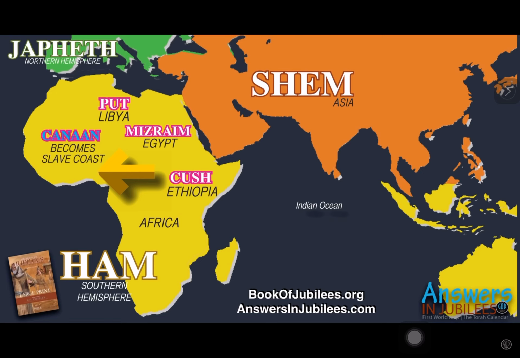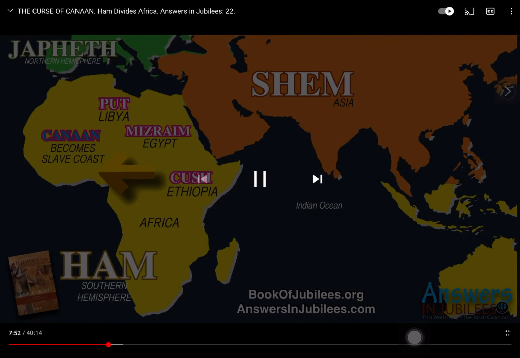So would you look at that? Canaan got what will become known as the Slave Coast. Interesting, especially, but this is where our story really grows legs.